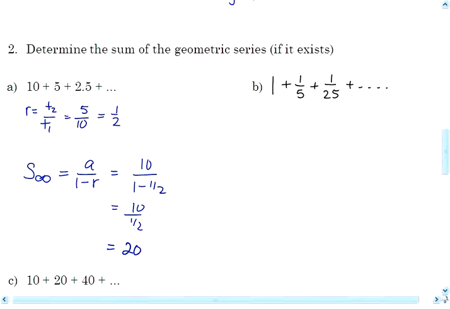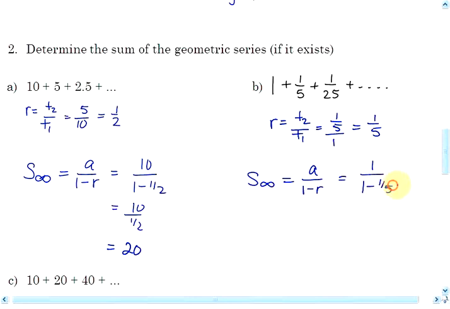Okay, welcome back. Let's calculate R, T2 over T1, 1/5 over 1, which is 1/5, convergent. Therefore, we can use the formula, A over 1 minus R, substitute in. A is 1, 1 minus 1/5. This is 1 over 4/5, which is 1 times 5/4, or 5/4. So the sum of this series is going to be 5/4.